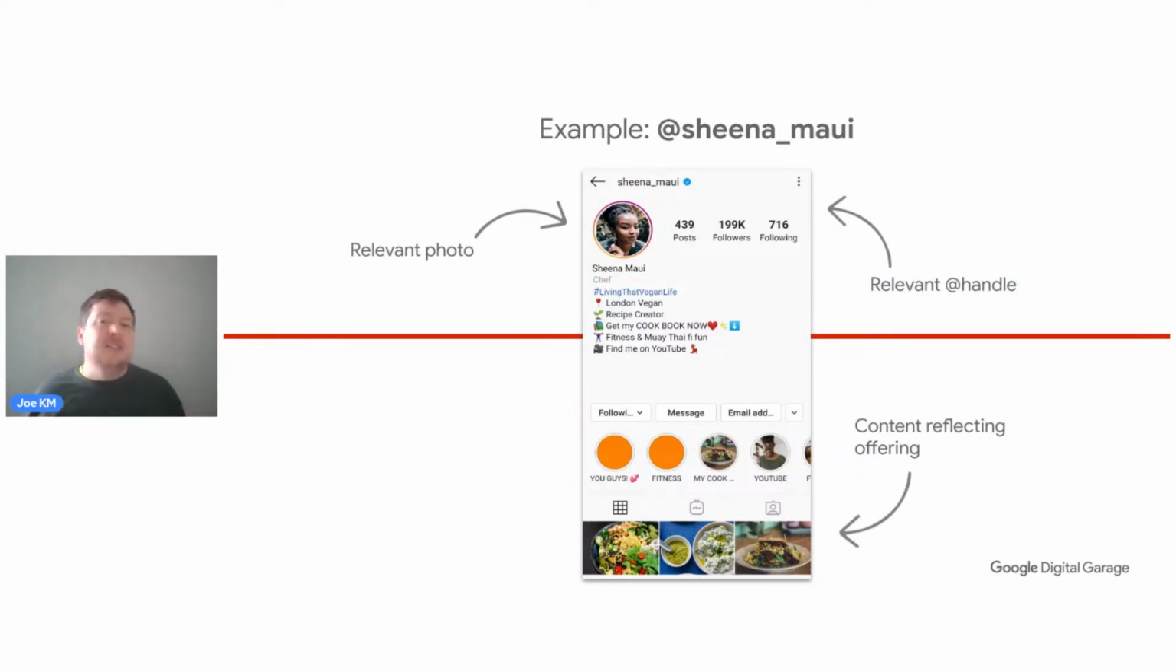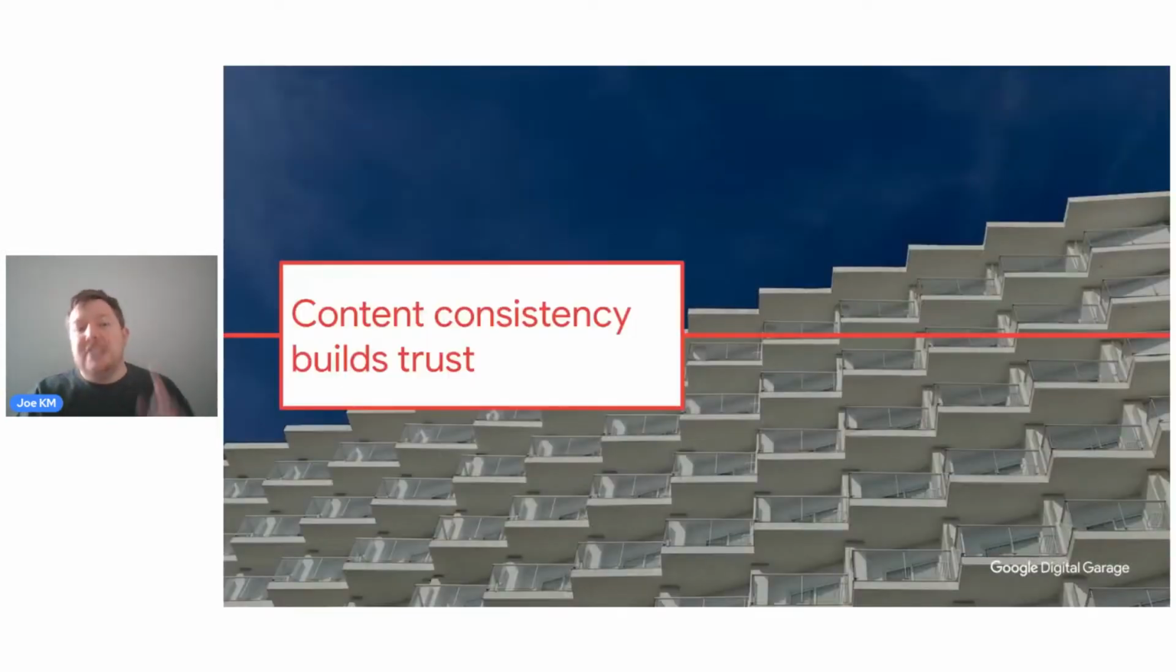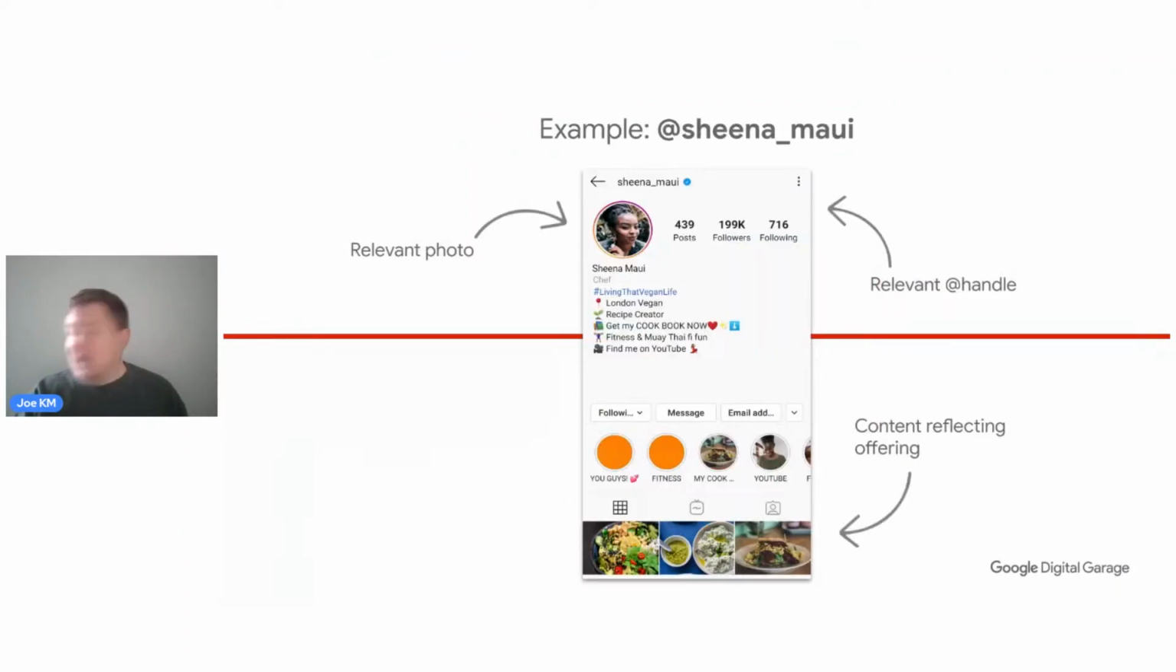And this is one of the reasons we have to be consistent with our content. When we're talking about this, consistency builds trust. If you've posted 100 vegan meals, clearly you've thought about vegan. Clearly you live that life. Hashtag living that vegan life. So it makes sense that people are talking about this. It makes sense that you are talking about this and they're following you.